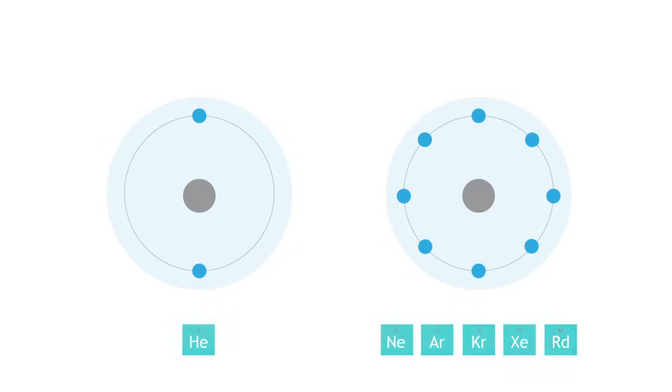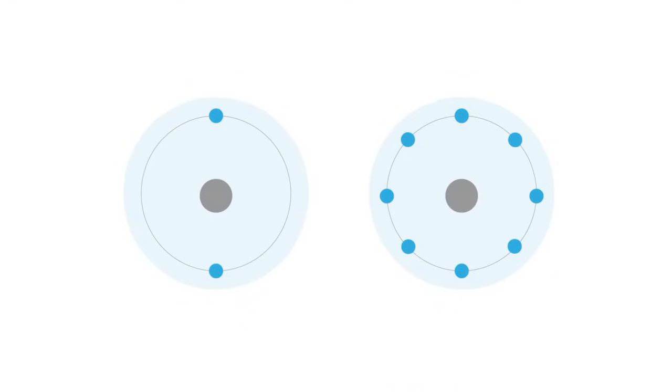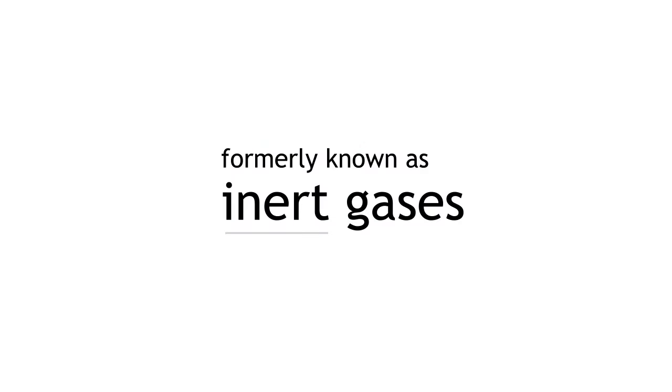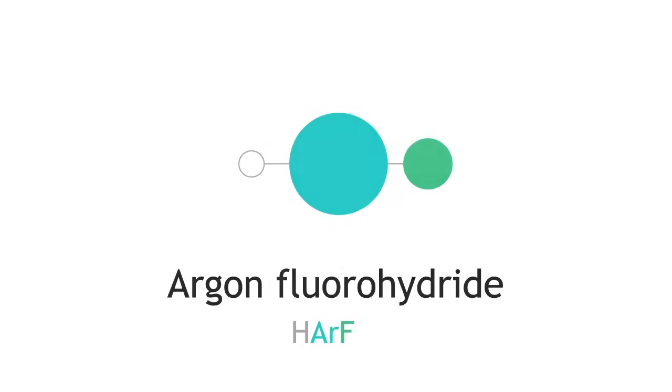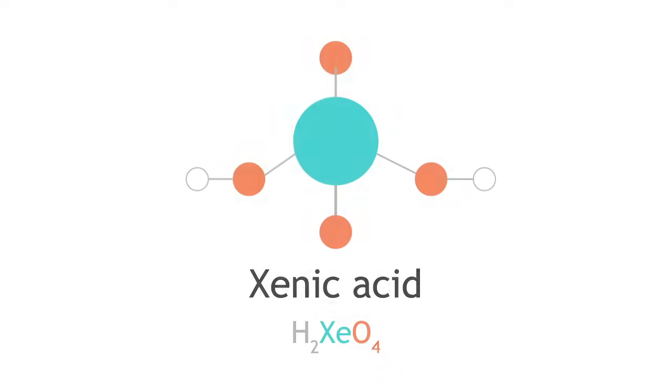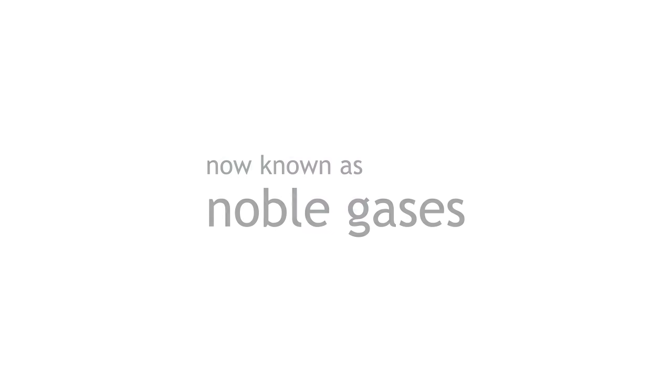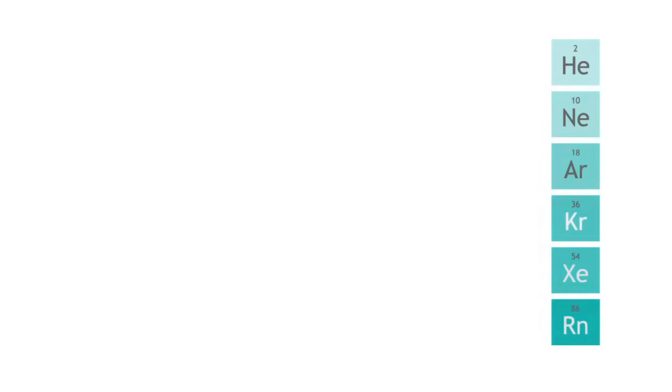In fact, they are so stable that, in the past, chemists thought that they could not react with other elements, which is why they were called the inert or unreactive gases. However, we know today that some noble gases can indeed react to form some compounds, which is why today this group of elements is called the noble gases instead. All of the noble gases are colorless and monatomic, meaning that they exist as single atoms.